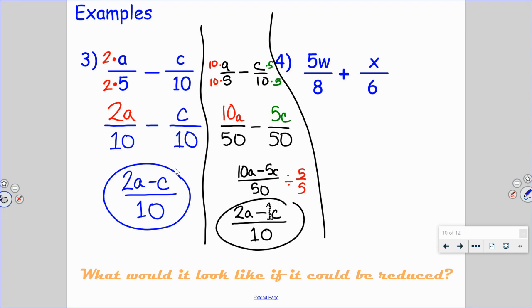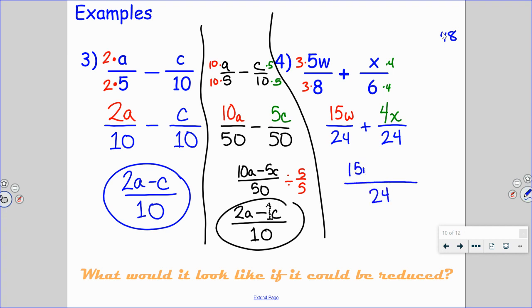If I look at 8 and 4 and 6, I know some of you want to say 48, but I happen to notice that 24 is a lesser denominator. So 8 times 3 and 5 W's times 3 would leave us with 15 W's. 6 times 4 and x times 4, of course, I'll rewrite that with the 4 in front of the x. Now that they have common denominators, we can add 15 w's to 4 x's.